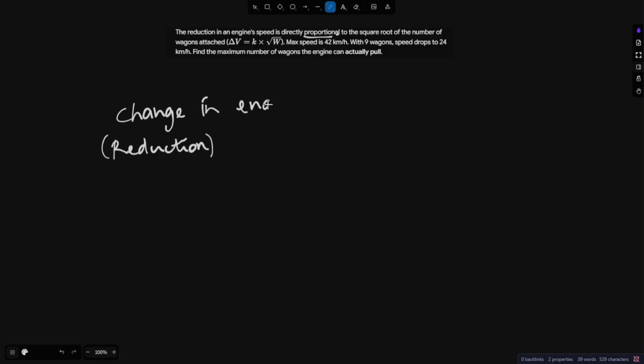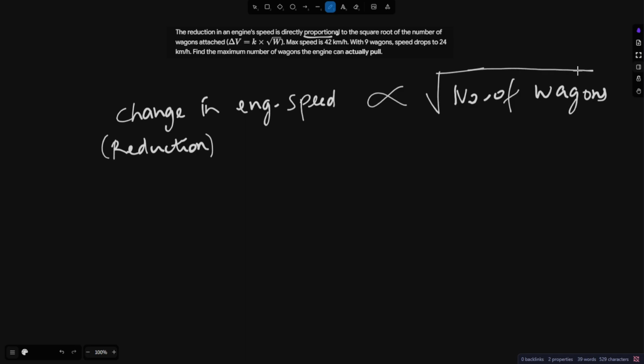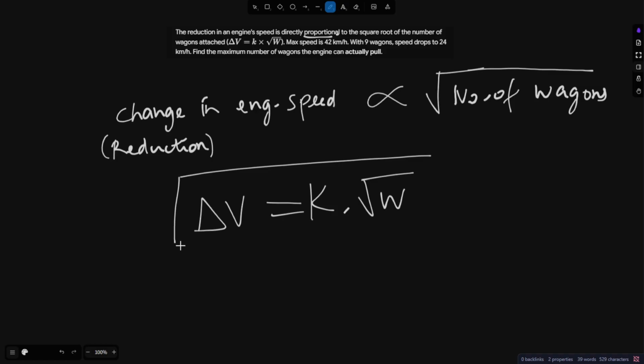The reduction in an engine's speed is directly proportional to the square root of the number of wagons. So they've already given us the formula. So delta V, which is a change in engine speed, is equal to, let's introduce a constant of proportionality K, times the square root of the number of wagons.